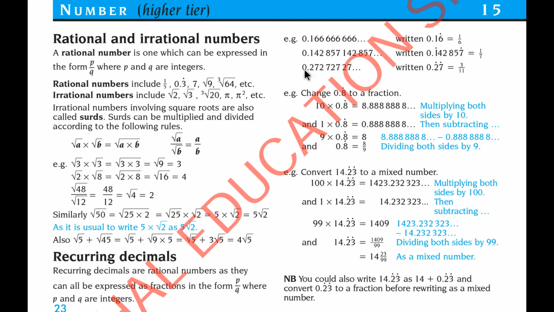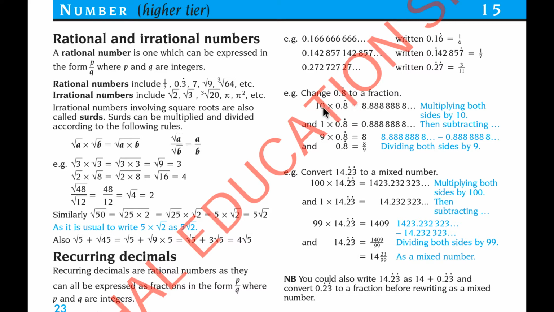Say you have 0.272727. You can write 0.27 recurring, written as 0.27 with dots on the tops of the 2 and the 7. It's 3 over 11. Now let's change 0.8 recurring into a fraction.